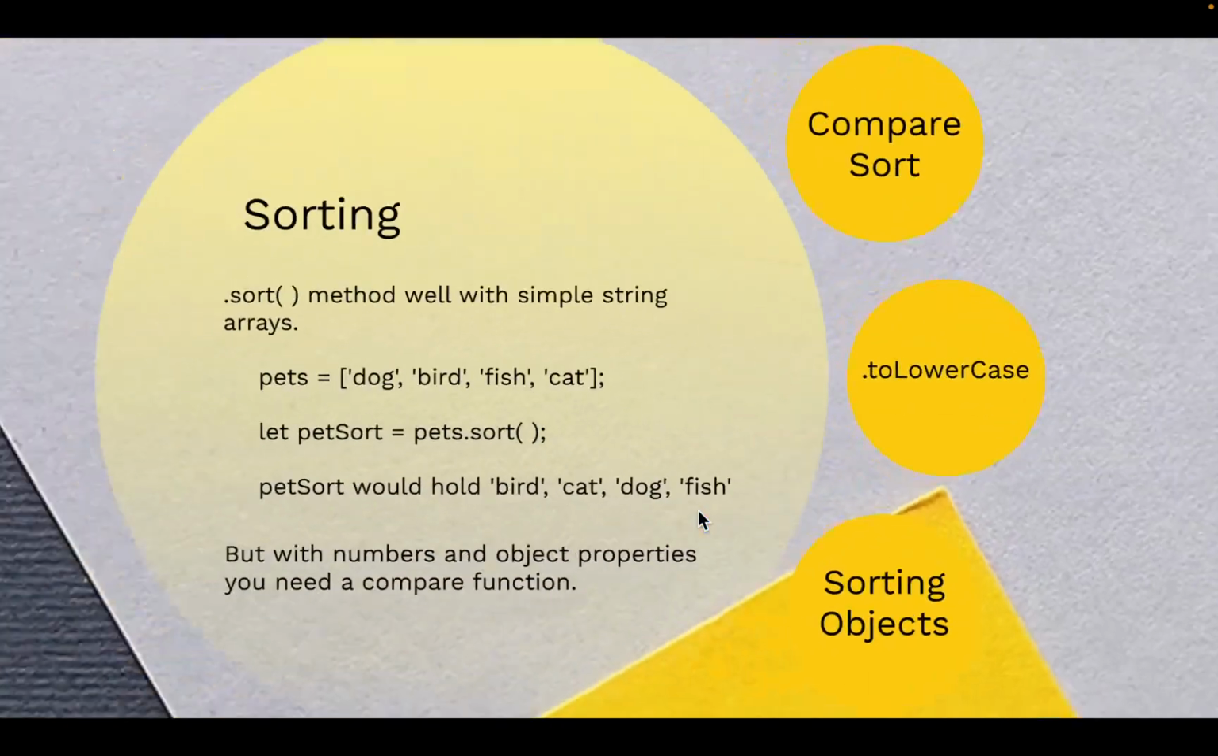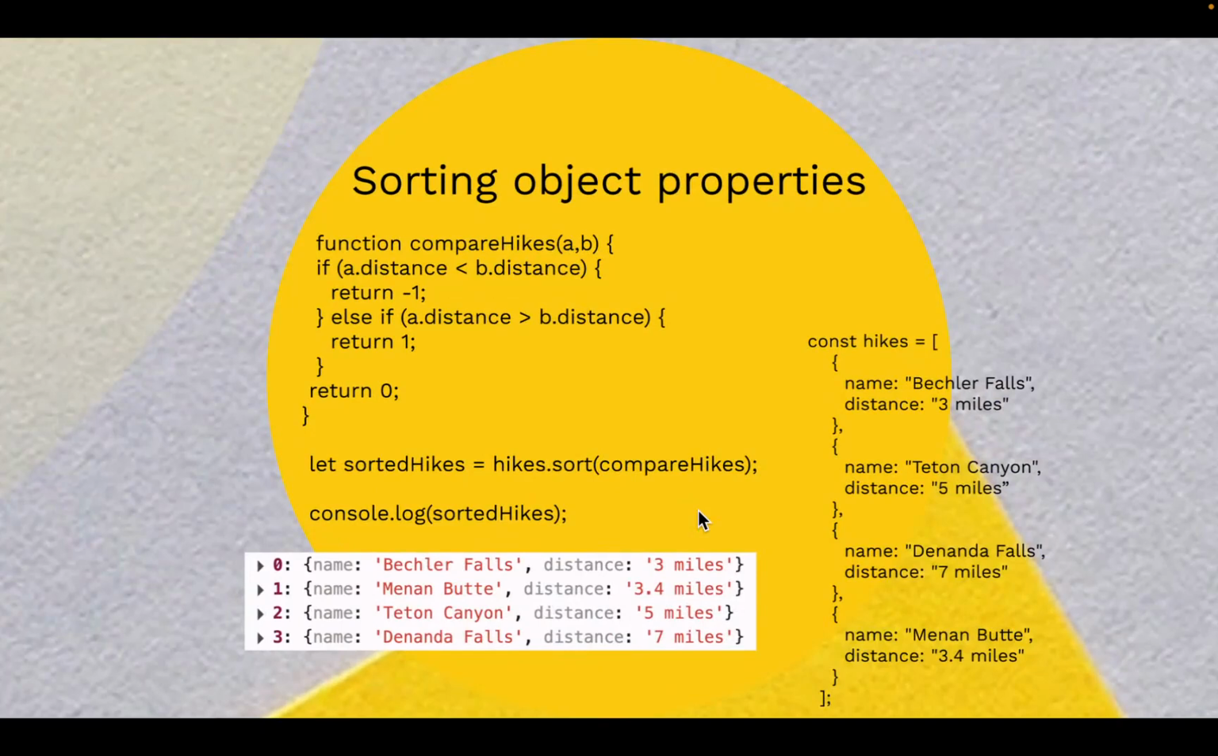Let's look at sorting an array of objects. Here we have an array of hikes, each with a name and distance. We can sort this array in multiple ways. We could either sort it by name or by distance. To do that, we're going to use the custom compare function that targets a specific property this time.